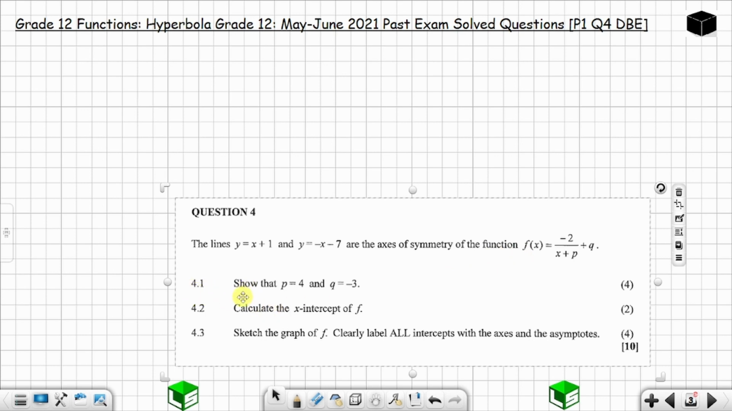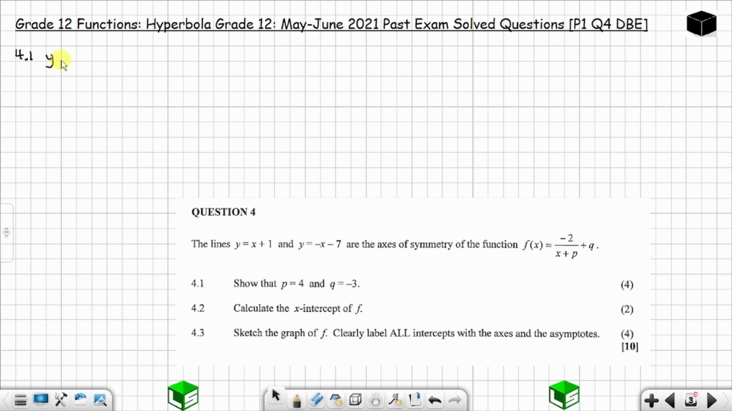4.1: show that p is equal to 4 and q is equal to negative 3. The question is 4 marks. You can see you are given 2 lines which are the axes of symmetry of the hyperbola: y is equal to x plus 1 and y is equal to negative x minus 7. So these 2 lines are the axes of symmetry of the function f. f is a hyperbola. 4.1: show that p is equal to 4 and q is equal to negative 3.